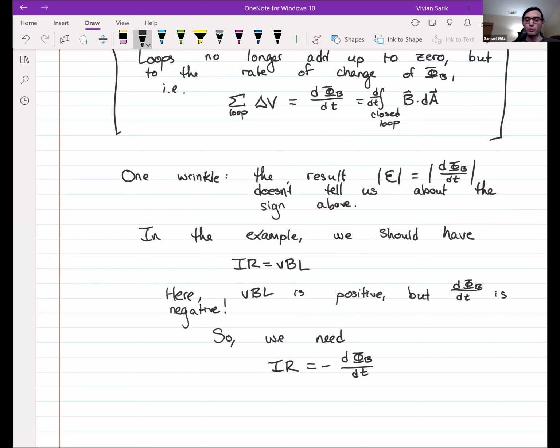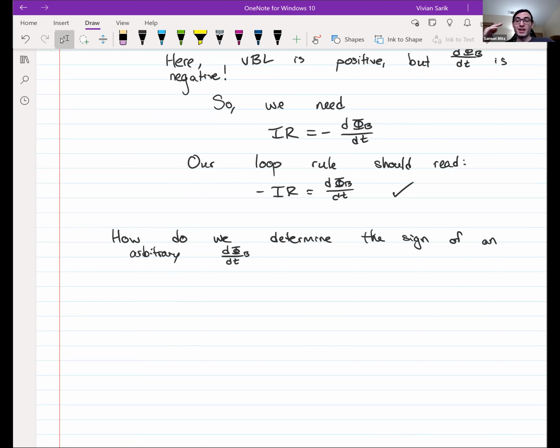So how do we determine the sign of an arbitrary flux or rate of change of flux? In principle, you would just be able to say, oh, the rate of change of the flux is positive if it's increasing, and negative if it's decreasing. But that's not quite there, right? Because it could be the case that the flux is negative, but it's getting less negative. That would have a positive rate of change.